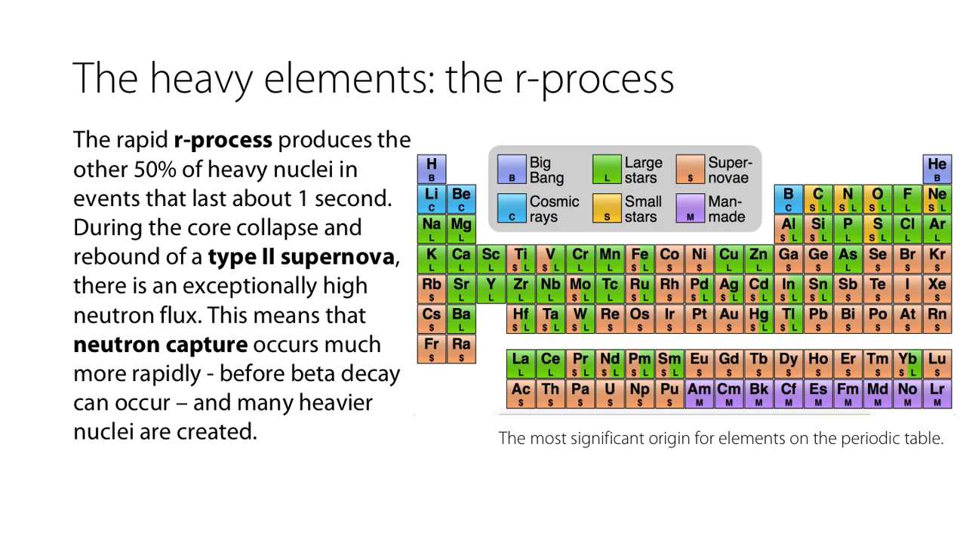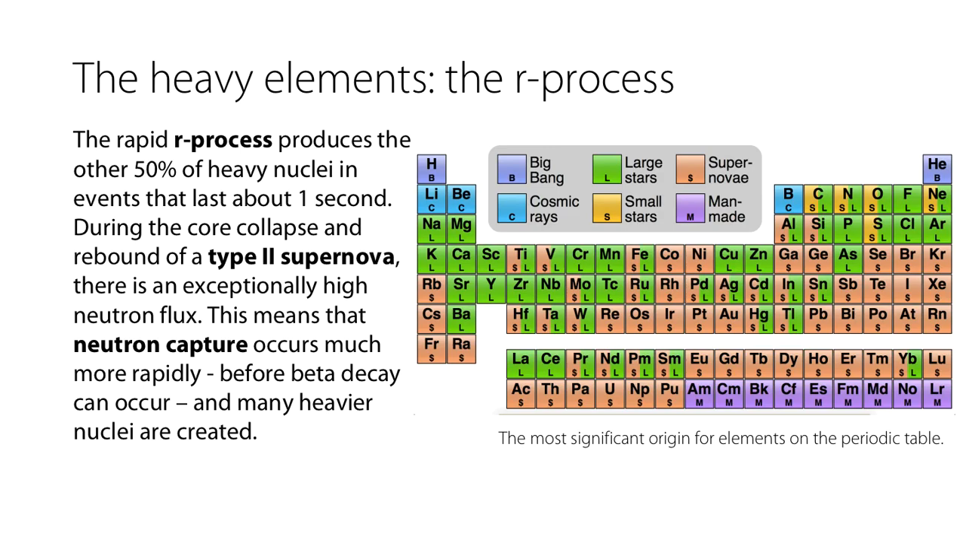So what about the R process? If 50% of heavy nuclei are created in the S process, taking many thousands of years, the R process happens in an event lasting about a second. And that's the core collapse and rebound of a type 2 supernova. When that happens, you've got an exceptionally high neutron flux.